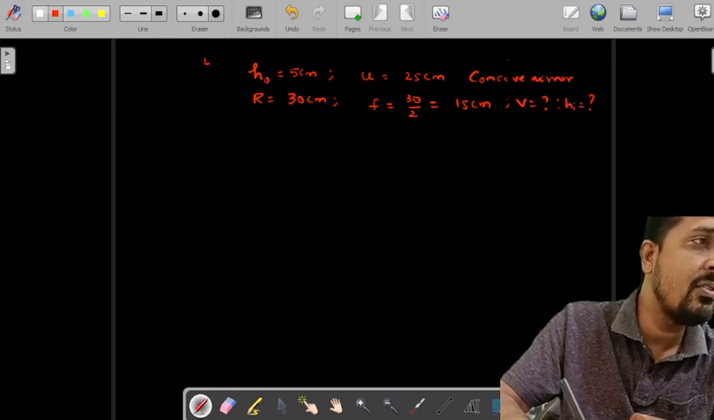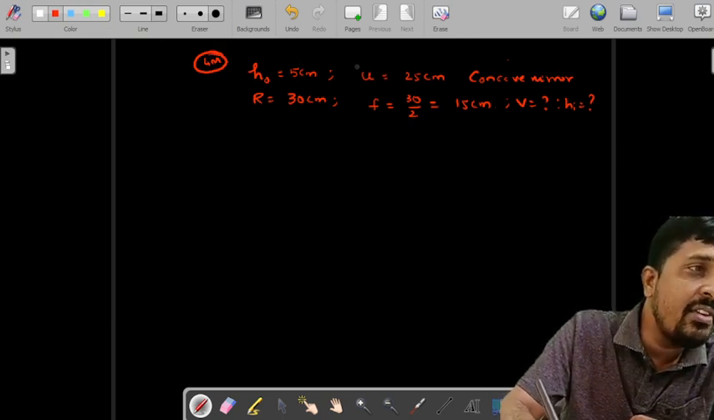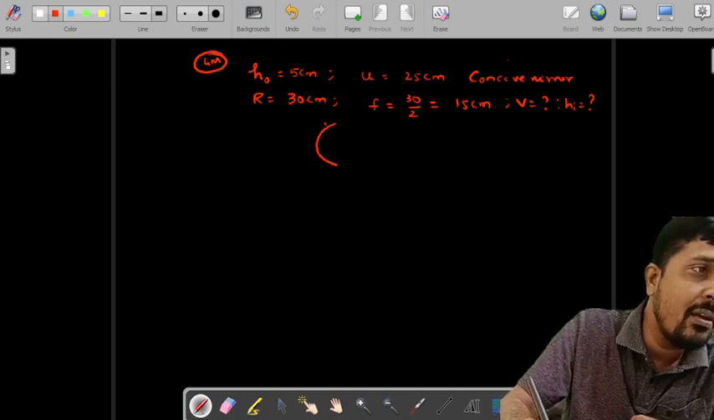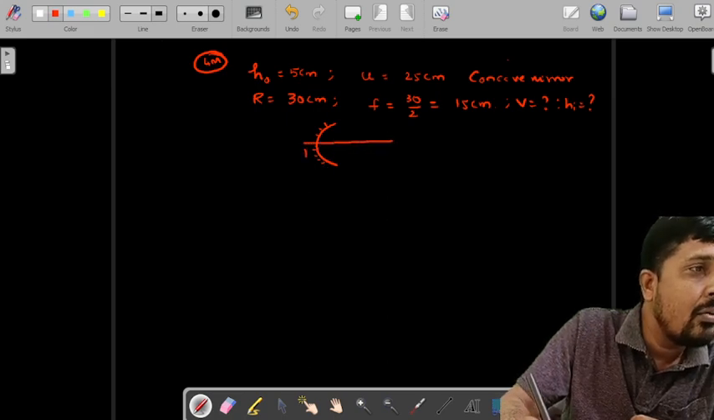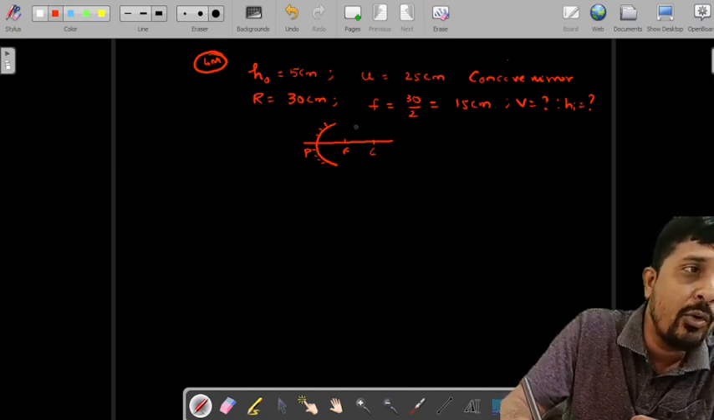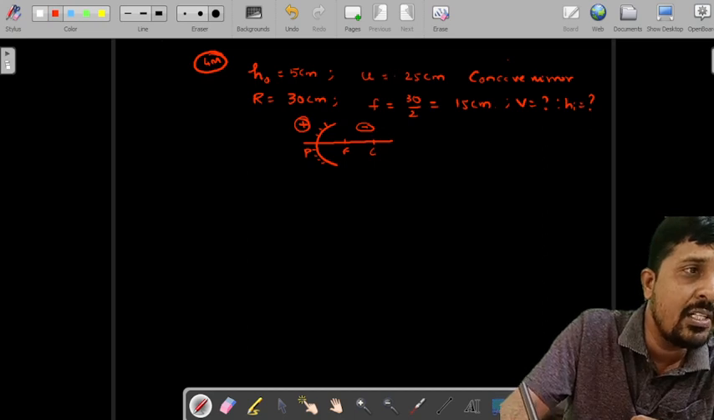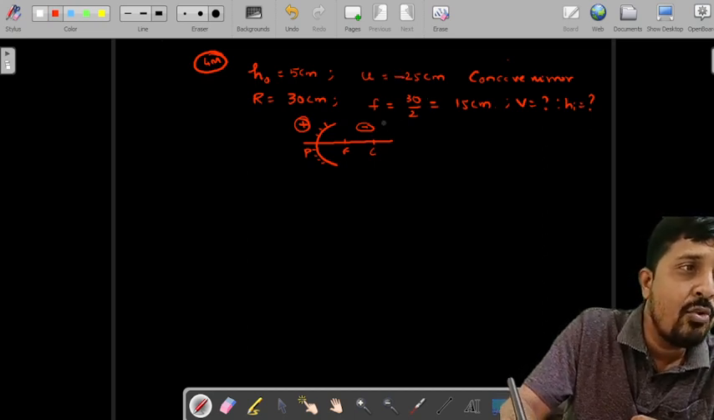Certain types of questions are very important, 4 marks questions for us. Height of the object is given. First we'll look at this U. This is a concave mirror. Now write P, F, C. The focal length is 15 centimeters. I told you already, you are going to place the object this side, that's why this entire side is going to become minus, this side is going to become plus. That's why object distance is minus, focal length is also minus.